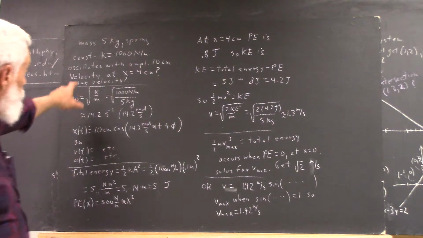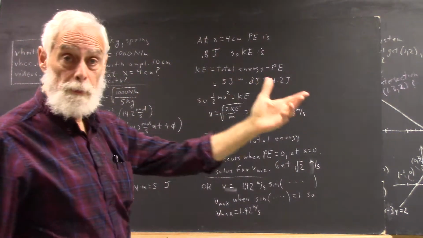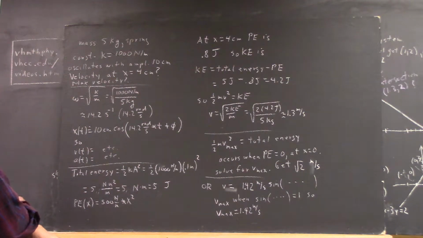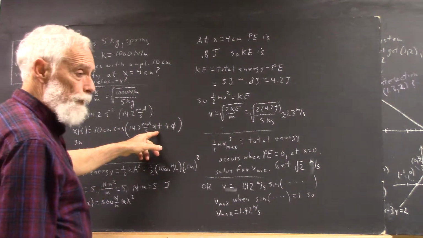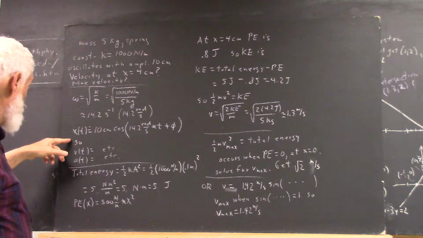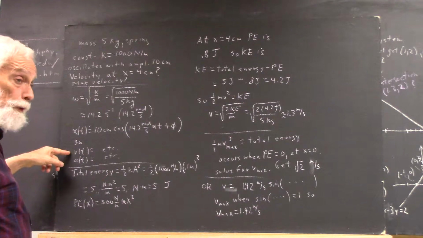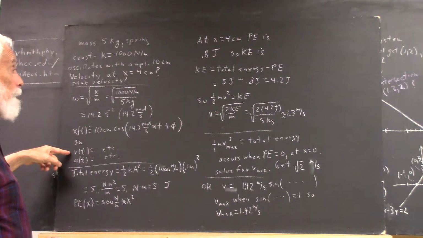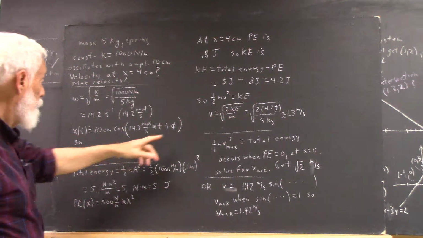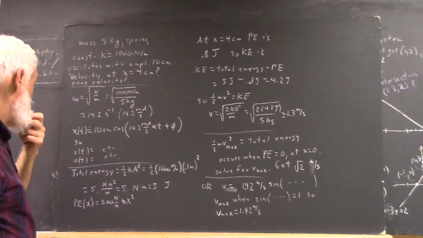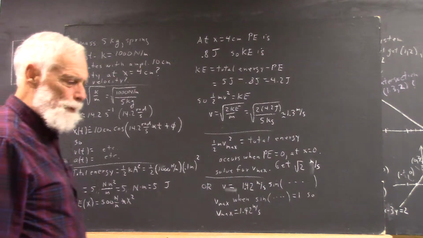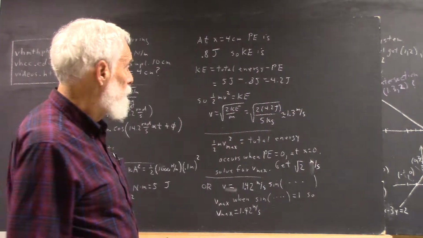Okay, so now the question is, what's the velocity when x is 4 centimeters? Well, there are ways to get this. You could take this x of t and find the value of t when x is 4 centimeters, and then you could plug that t into v of t and find the velocity. That's feasible, especially if you happen to know what phi is. But we don't know what phi is. That complicates things a little bit. We can still get around it. We can still solve it.